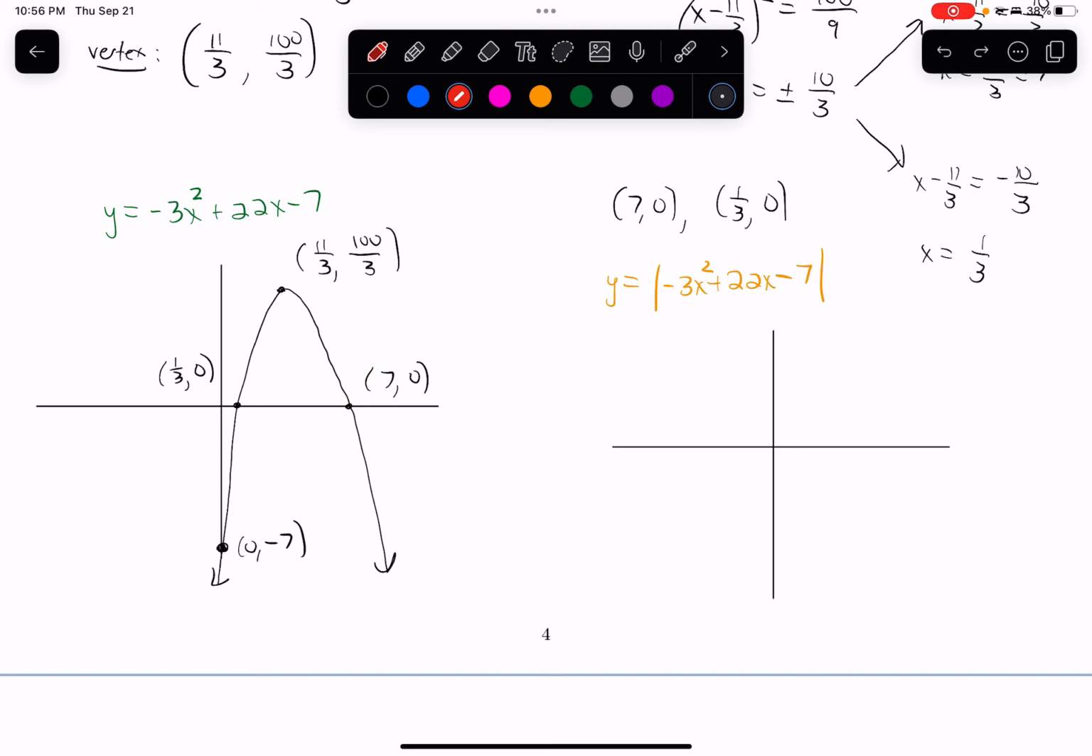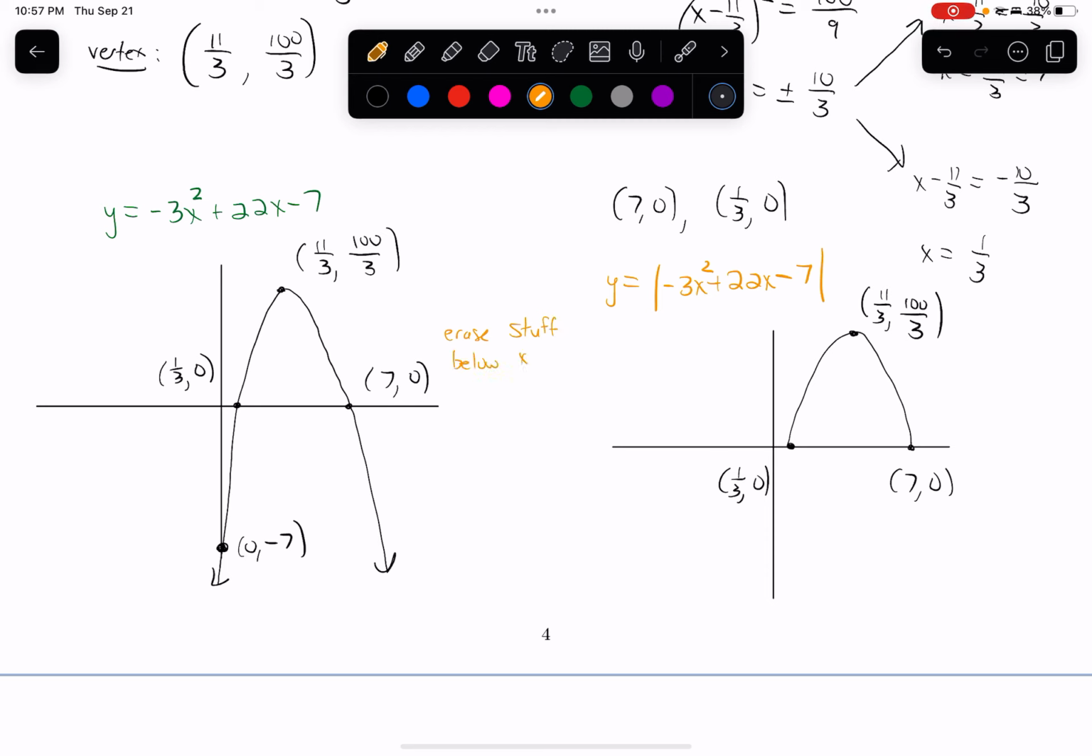Okay, so let me start by drawing the part that stays the same. So this part from the x-intercept at 1/3 to (7, 0), this whole part in the middle, including the vertex at (11/3, 100/3), just stays the same. And now the other stuff gets erased. I'm erasing the stuff that is below the x-axis, and then I'm going to reflect it so that those y values turn positive.